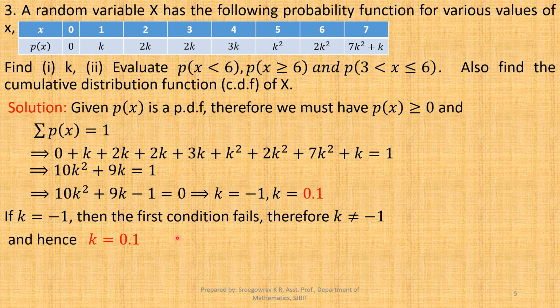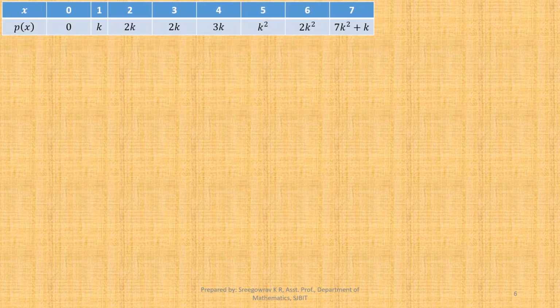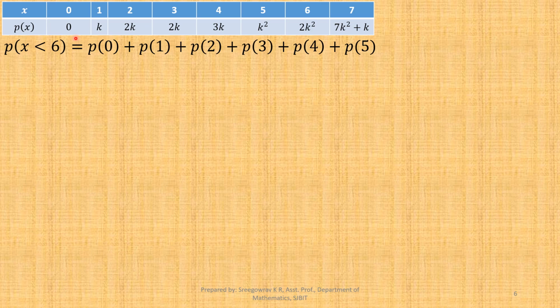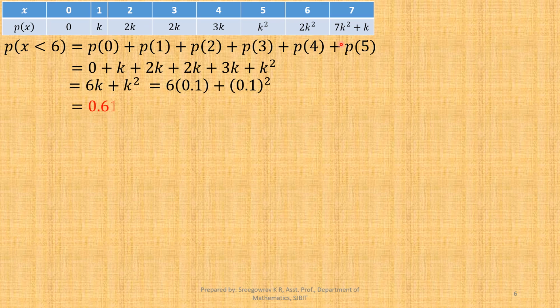Then moving to the second sub question, probability of x less than 6. Less than 6 means strictly less than, the 6 is excluded in our interval, so it starts from 0 to 5. That is p of 0 plus p of 1, plus p of 2 plus p of 3 plus p of 4 plus p of 5. Substitute the respective values from the table and simplify this expression by using the value of k, and we'll arrive at the answer 0.65.